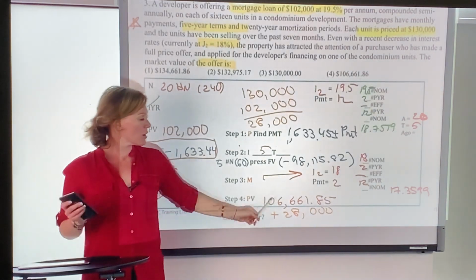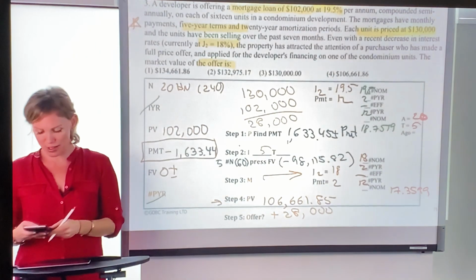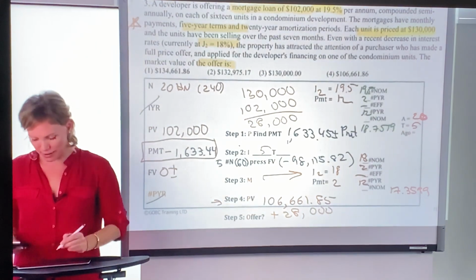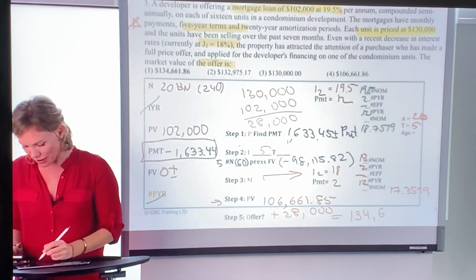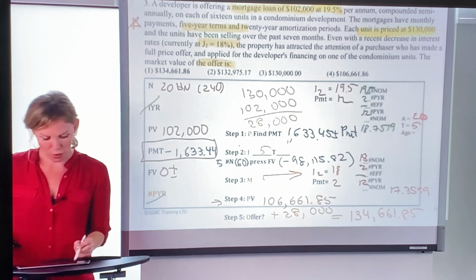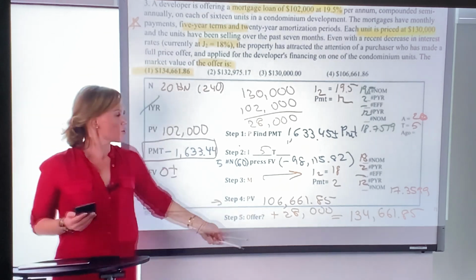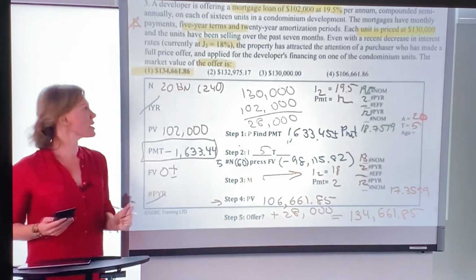So now what do you do? There's 106,661, which is a mortgage. Add the cash to this. So do regular plus. Cash is 28,000 plus regular equals. So the offer that the developer wants from you is 134,661.85. Okay? So it should be the option number 1. Is this one. So you see, you don't have to really think too much in the question. Just pull up the numbers, put them in the right places, and be done with this question.